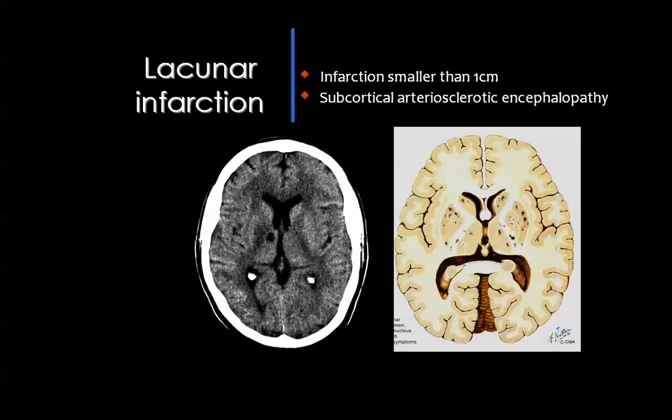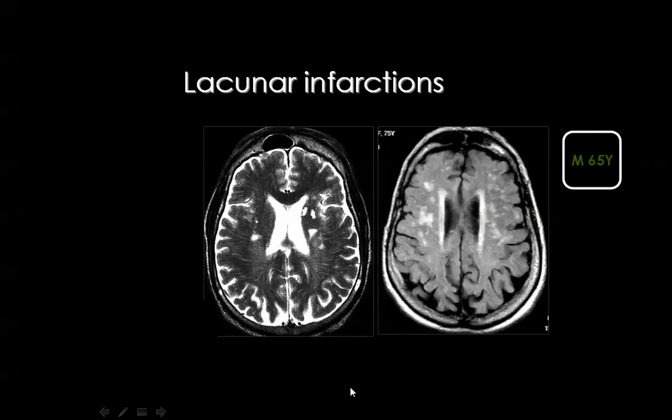Then a lacunar infarction, by definition, is an infarction which is smaller than 1 centimeter in diameter. And this is a lacunar infarction in the anterior part of the right thalamus. Many lacunar infarctions in the basal ganglia around the ventricles will produce this disease, which is known as the subcortical arteriosclerotic encephalopathy. And here you can see too many lacunar infarctions.